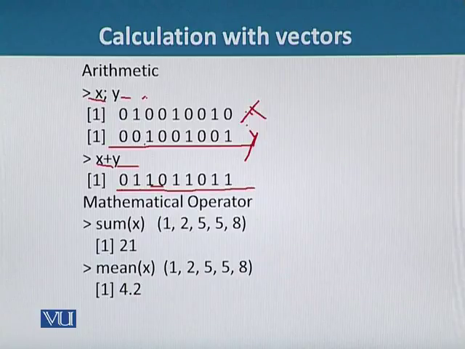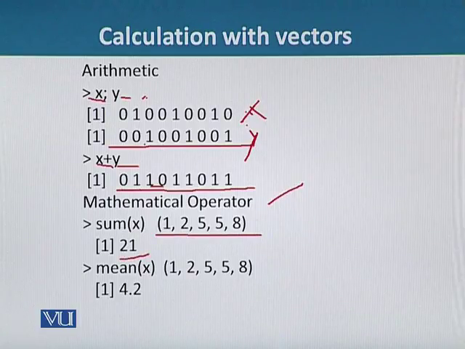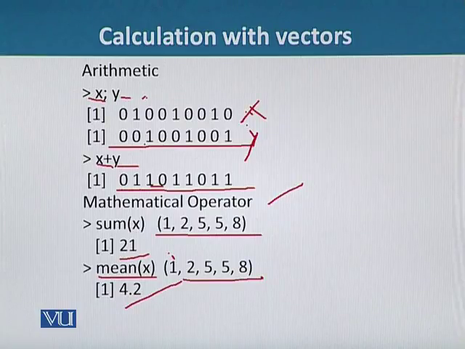So if we want to see an example of a mathematical operator, and we want to get the sum of this vector, then the sum will be 21, because it will add 1 plus 2 plus 5 plus 5 plus 8, and the answer will be 21. If, for the same vector, we want to calculate the mean of x, the mean value will be 4.2. Again it will add all of these, the answer will be 21, and then divide by 5.